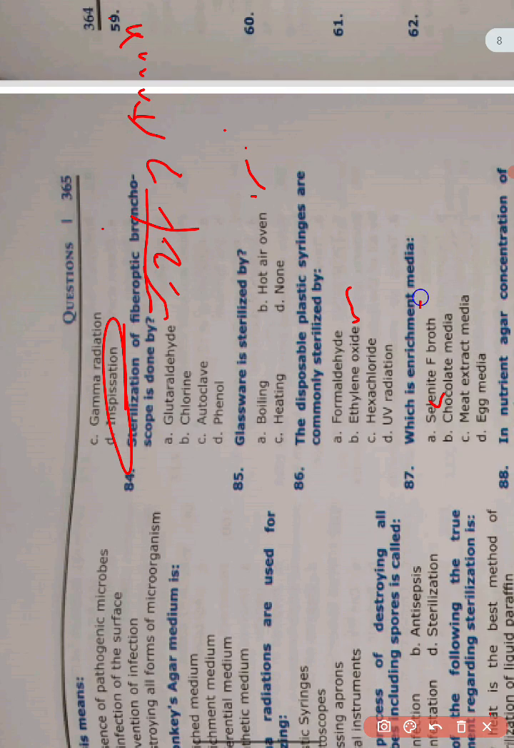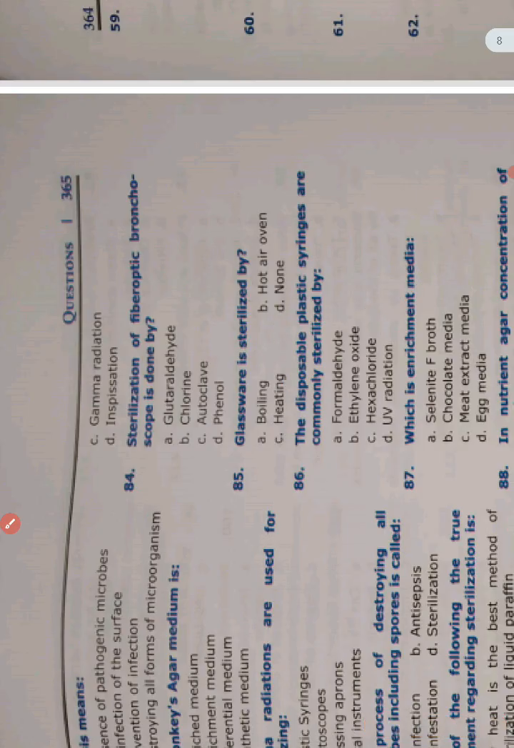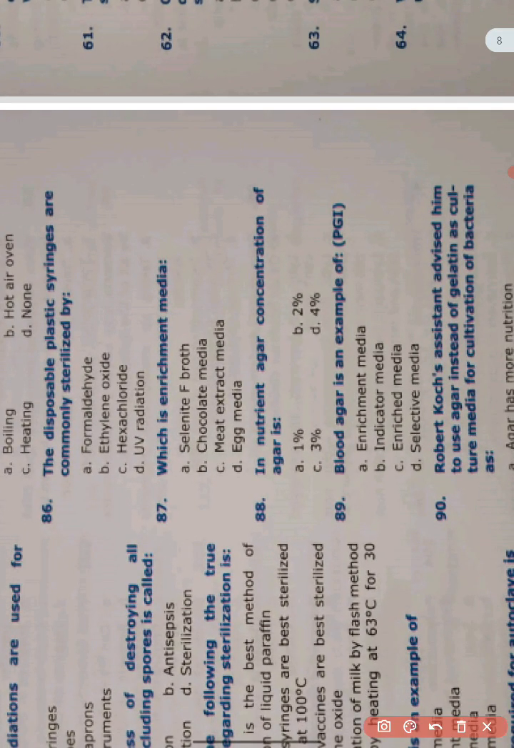Plastic syringes. Enrichment media. Enriched media is blood and chocolate agar. Enrichment is selenite F broth. Chocolate is enriched. Selenite F broth, enrichment medium. The enrichment media are usually liquid media, broth, that allow the growth of certain microorganisms and inhibit other microorganisms. Selenite F broth, tetrathionate broth, and alkaline peptone water. So these are enrichment broths. They are liquid media.